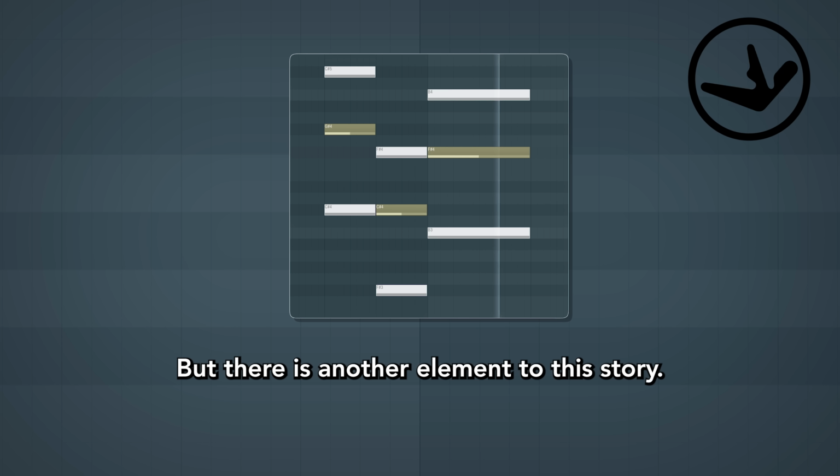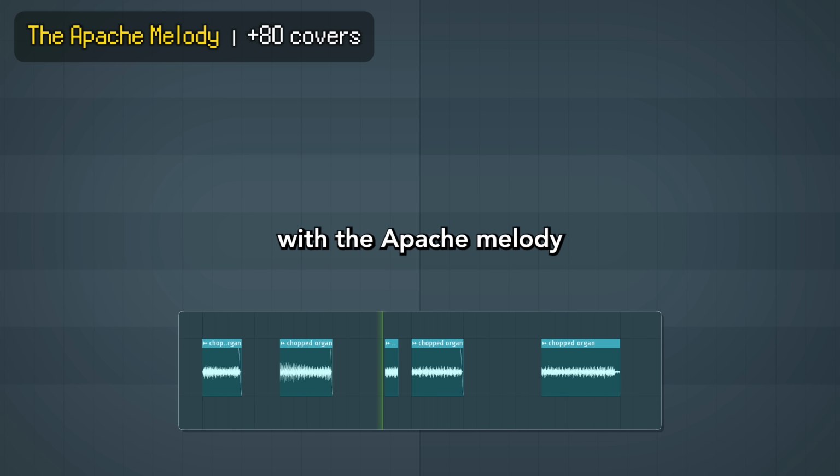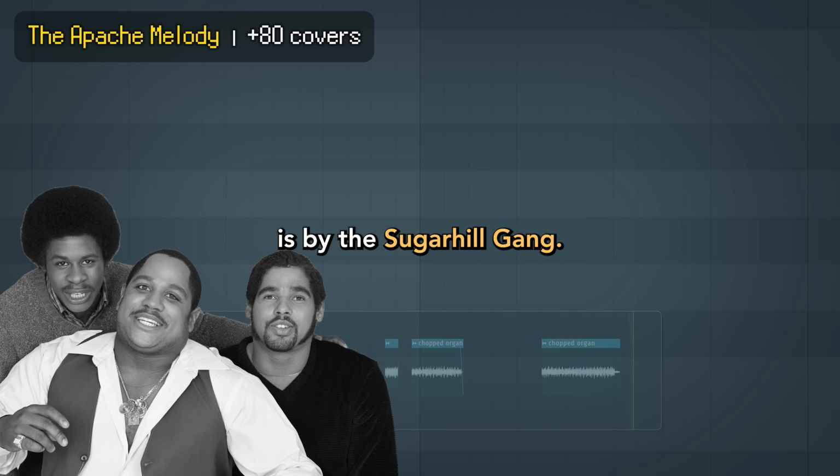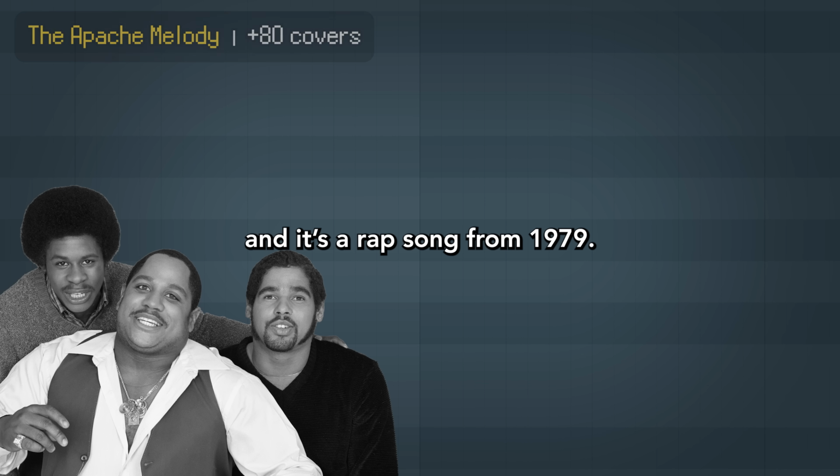But there is another element to this story. One of the most famous songs with the Apache Melody is by the Sugar Hill Gang. It's called Apache Jump On It, and it's a rap song from 1979.